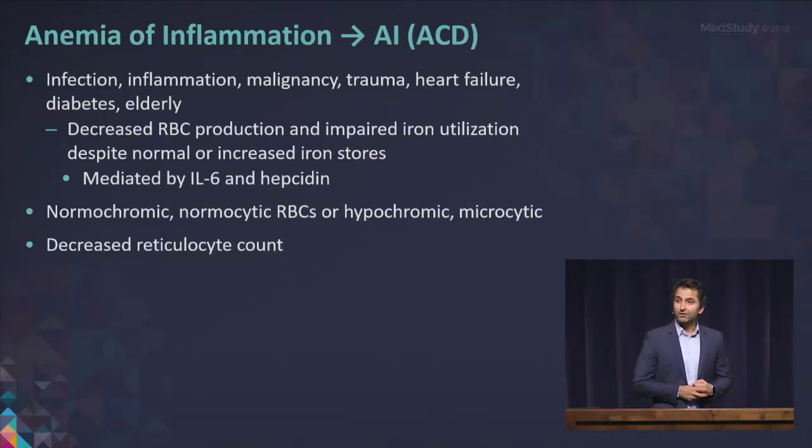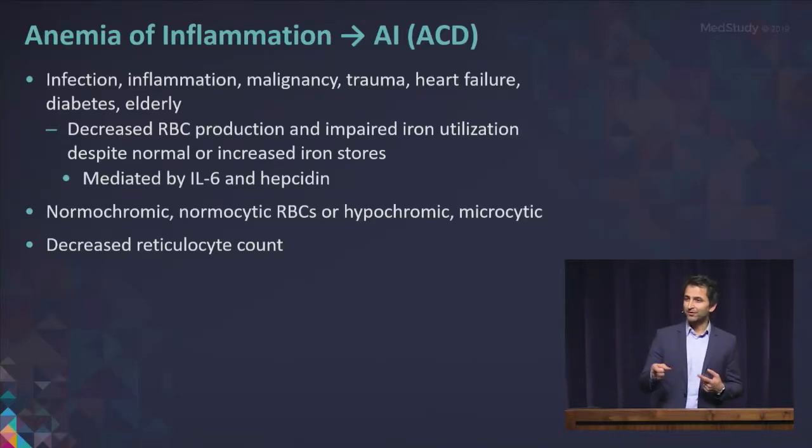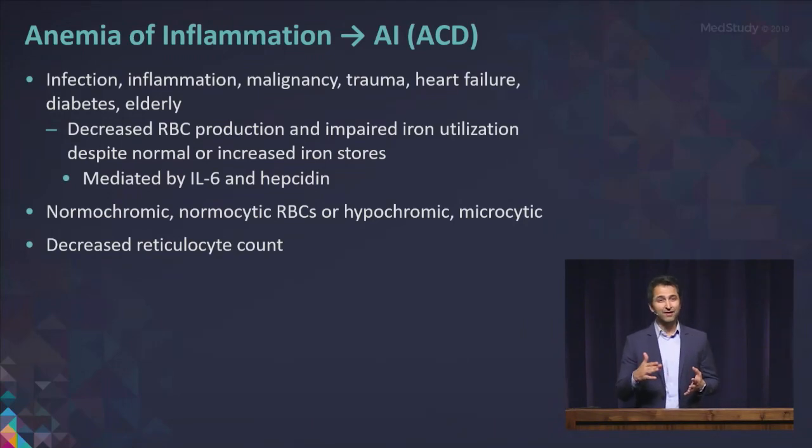Anemia of inflammation. It used to be called anemia of chronic disease, typically seen in cases with infection or inflammation, malignancy, trauma, heart failure, diabetes, and in elderly patients. In this situation, you have enough iron, but you just aren't using it properly. It's impaired utilization of iron, and it's mediated by interleukin 6, which increases hepcidin, and basically hepcidin interrupts the absorption and utilization of iron in the body.